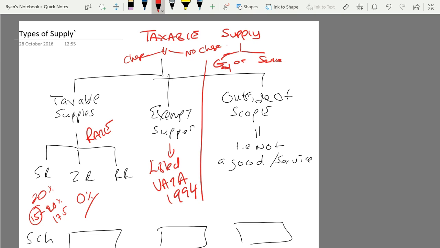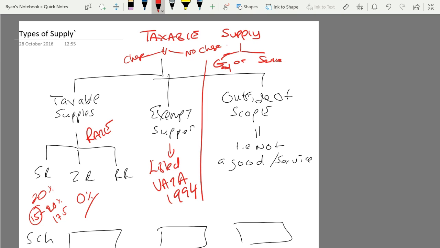0% is a rate of VAT for a taxable supply. It is not to be confused with an exempt supply. There is exempt VAT, which doesn't have a percent at all, and there is zero rated VAT, which is a percent, which is a rate of VAT, which is a taxable supply. The reasons we have these will become more understandable later on when we go through the different aspects of when this comes into play.